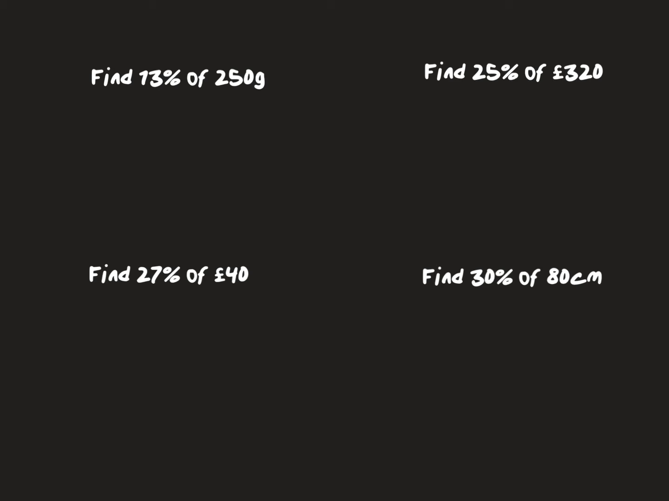The first one here is 13% of 250 grams. So I'm going to change that into a fraction. 13% would be 13 over 100. I can't really simplify that because 13 doesn't divide by anything, so I'm going to leave it as it is. I'm going to divide by the bottom, so 250 divided by 100. That's going to involve a decimal, so that'll be 2.5. You divide by 100, move the decimal point back 2 spaces.